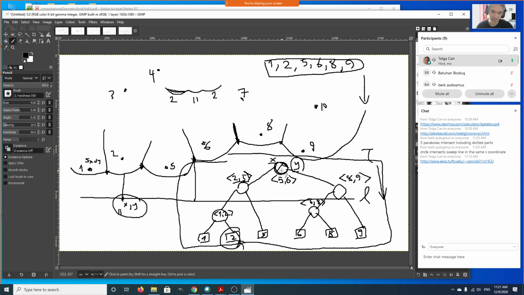For example, just putting the equality part to the left side. We can do that, just like we break equalities in regular binary search trees. If it is exactly on the breakpoint, we can put it on the left subtree. We can put it on this parabola 5, for example.